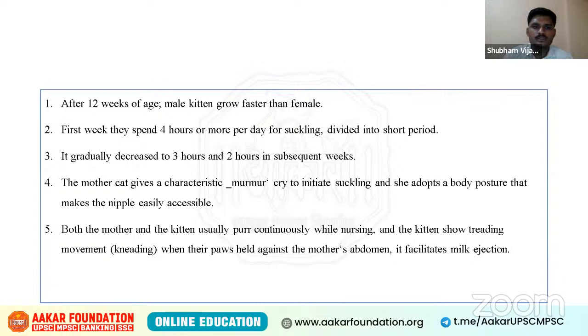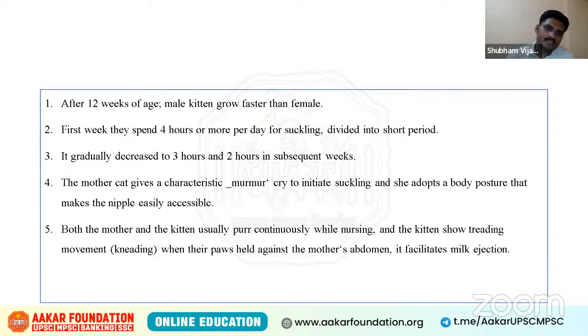Again and again they will suckle, and if we count the complete period in a day, it may take 4 hours just for suckling. It gradually decreases, from 4 to 3, then 2, with the passing of time. The mother cat gives a characteristic murmur cry to initiate suckling. There is a special characteristic: the queen will make a particular sound to initiate suckling, and she adopts a body posture that makes the nipple easily accessible to kittens.